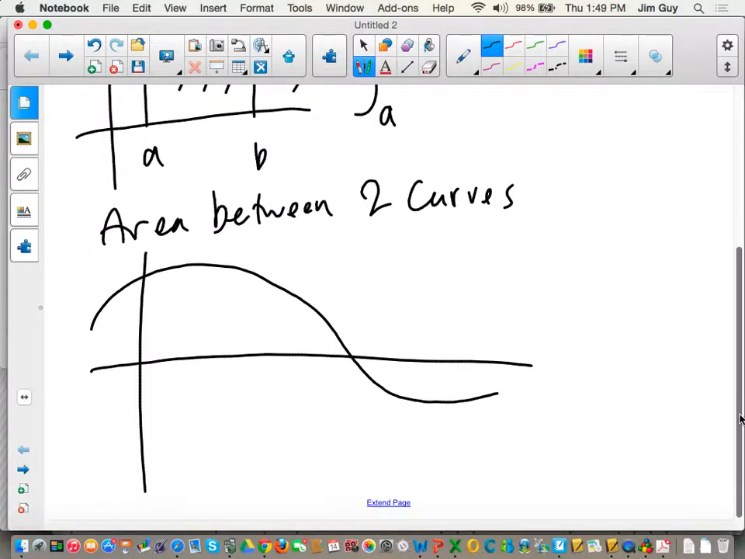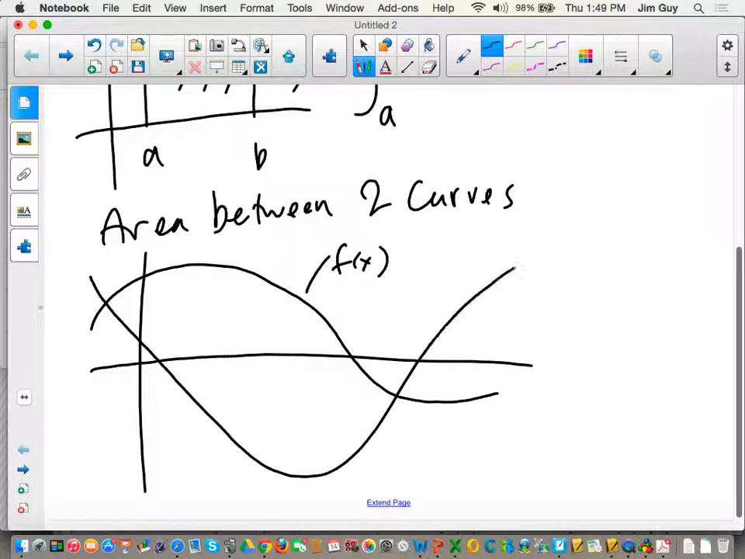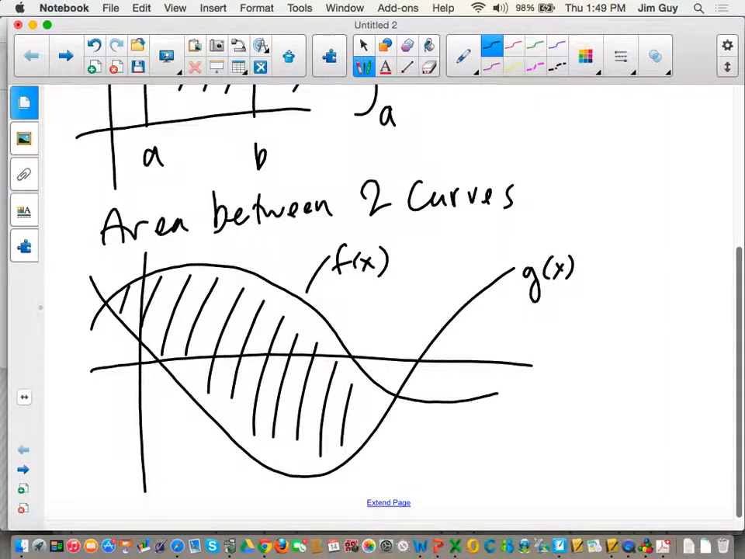Yep. All right, so two curves. There's one curve. We'll call that f of x. And we'll do another one like this. We'll call that g of x. And we want to find this area right there. Any ideas? What do you think? Could we do the absolute value of the integral of f of x minus the integral of g of x?